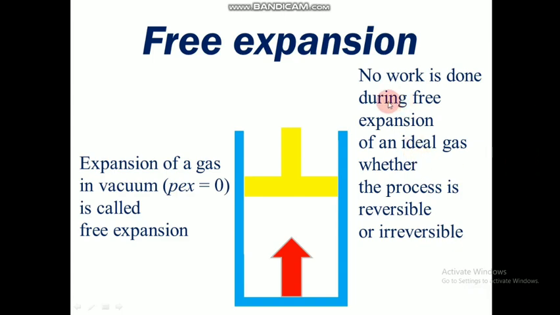Because we know the equations for work done. One equation for the irreversible process tells us work is equal to P external into delta V, and in the reversible process it is the integral of P external into dV. In both cases we have P external as a factor. So when P external is 0, both equations become 0, so no work will be done during free expansion, whether it is a reversible or an irreversible process. So now you know what a free expansion is. Moving on to the next step.